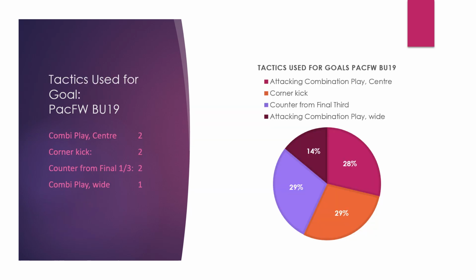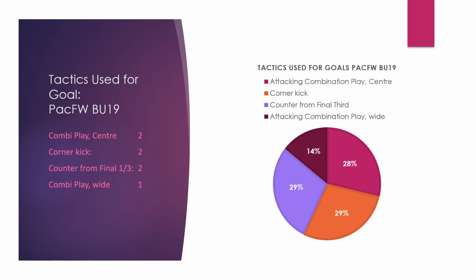The type of tactics also kind of illustrates our style of play. Combination plays from the center, that means using the diamond and those through balls. 2 of our goals, so that's 28% of our goals are coming from that. Combination play wide, that means we're using our diamond, then going out wide to the striker and then back in. We got 1 goal from that. Counterattacks from the final third, that means that we are disrupting their build-up play. Got 2 goals from that.